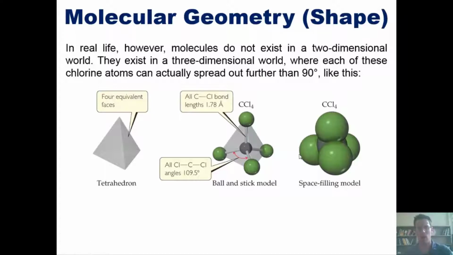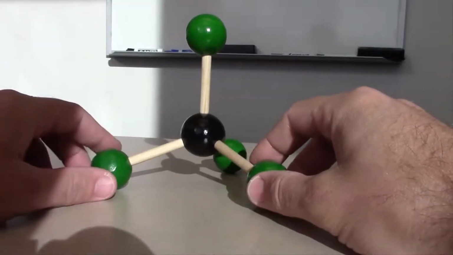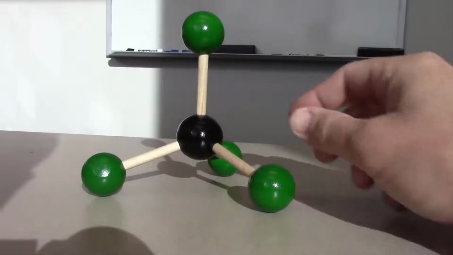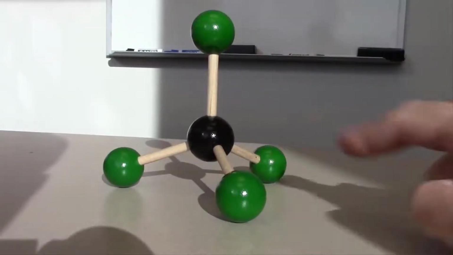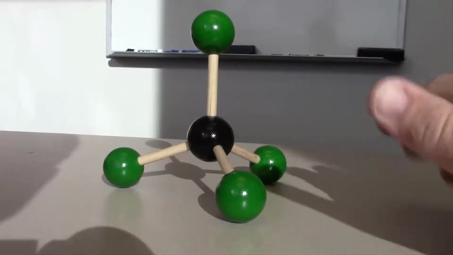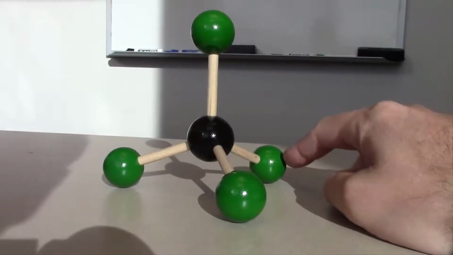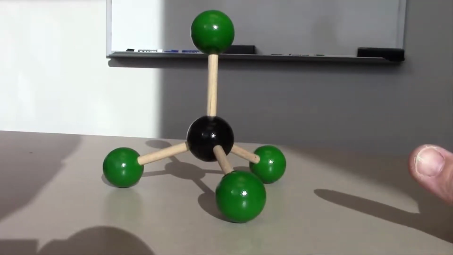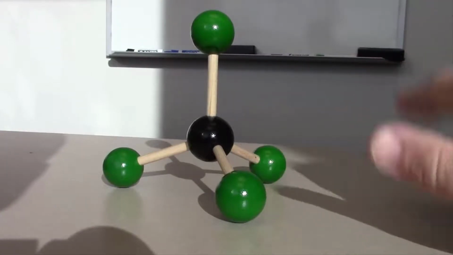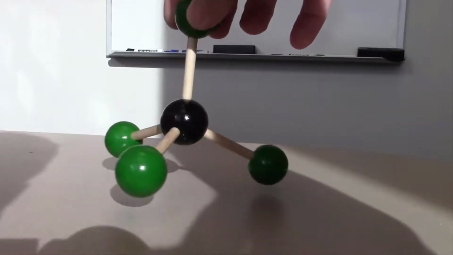I'll show you that right now in a handheld model. So this is a cute little handheld model. Once again, you can see that this carbon atom, which is depicted as a black sphere, is surrounded by 4 individual chlorine atoms in this molecule of carbon tetrachloride, or CCl4. As I was just explaining, in real life, in the 3-dimensional world, each of these chlorine atoms can be further apart from each other than 90 degrees, as would be the case if you were only in a 2-dimensional world. So this would be the overall shape that we would see in carbon tetrachloride.